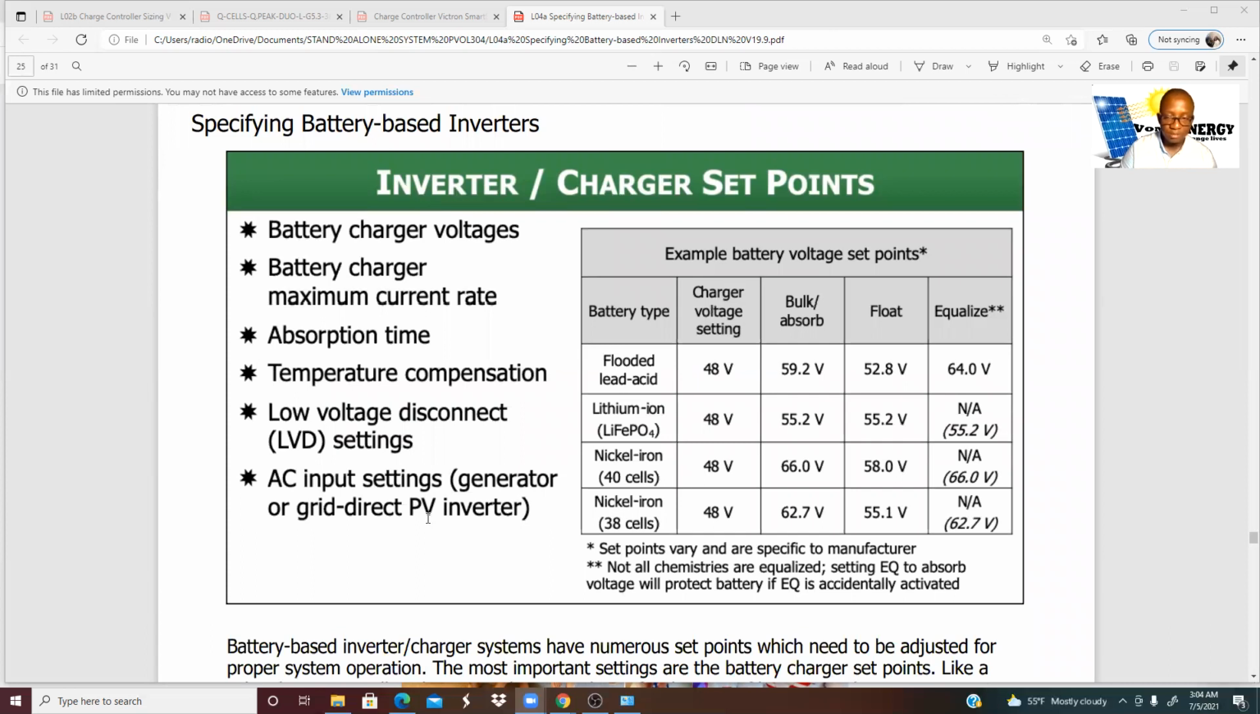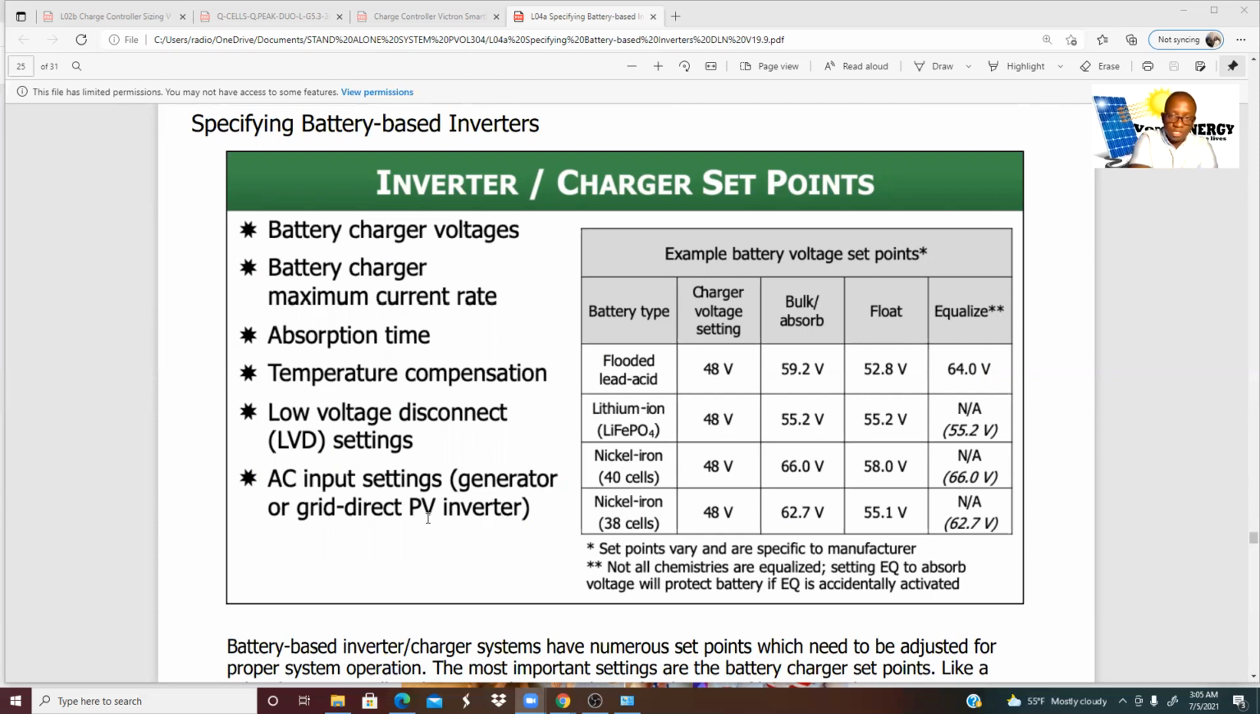Specifying a battery-based inverter, we have the battery charging voltage, the battery charging maximum current ratings, the absorption time, the temperature compensation, the low voltage disconnect (LVD) settings, the AC input settings, and the generator or grid direct.